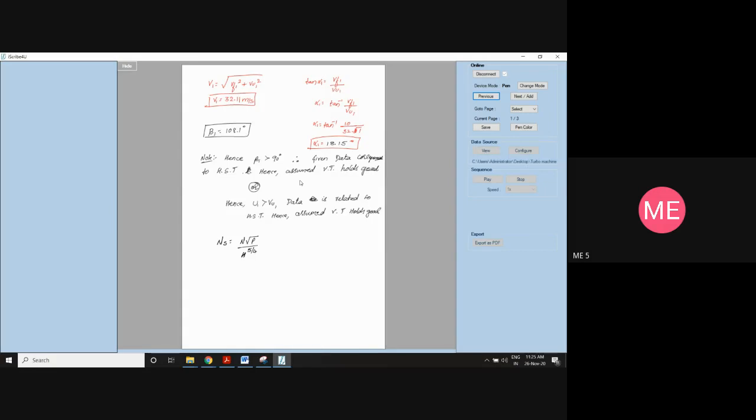All the values are known. N is known, P is known, H is known. You find out the specific speed in SI units, or you can write in square bracket RPM. What is the value?